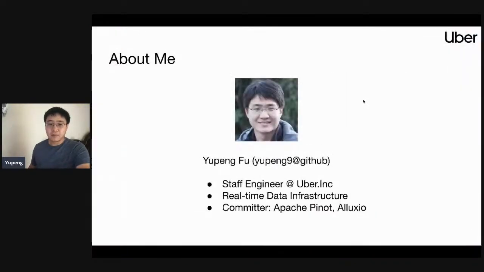To begin with, about myself, I'm a software engineer at Uber. I lead the real-time data infrastructure. This infrastructure includes many streaming-related systems like Kafka and Flink, and for real-time OLAP, we use Pinot. I'm also a committer of several open-source projects, including Pinot.